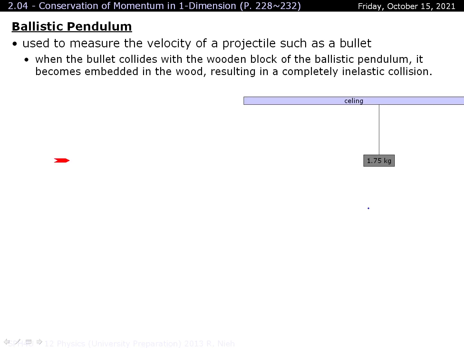But there's another way that's fairly guaranteed and reliable. What you'd do is you'd take a bullet and you'd fire it against a suspended object on top of a string.